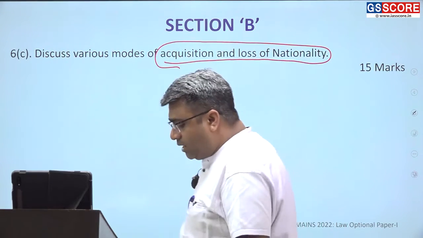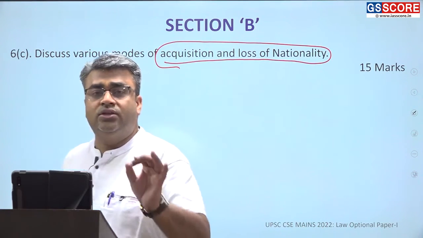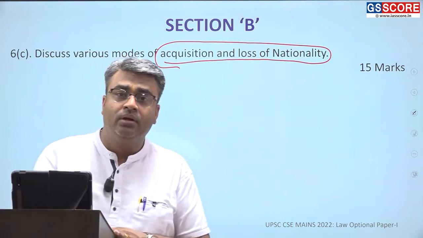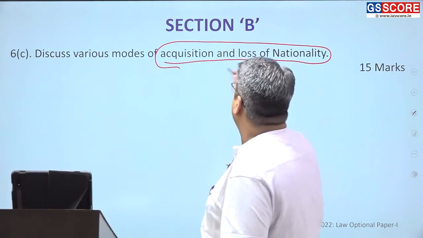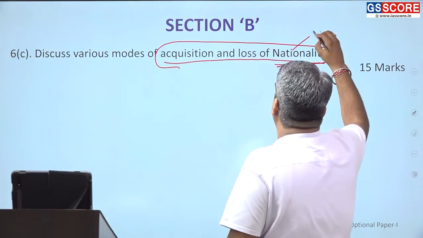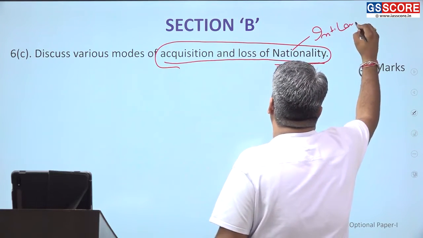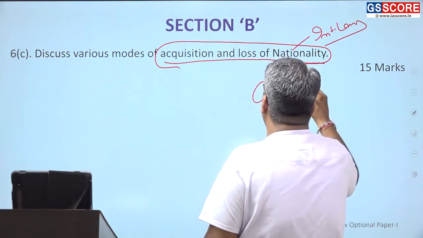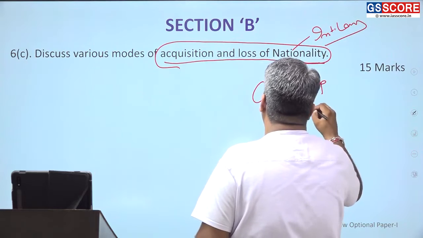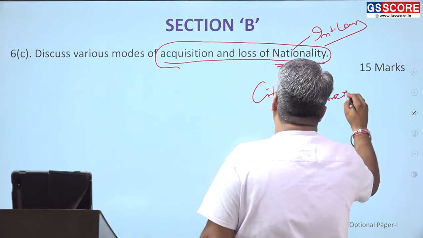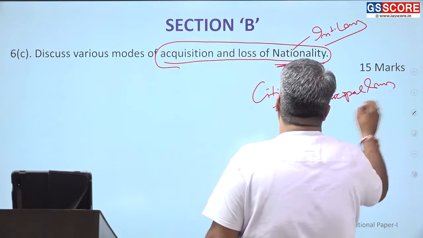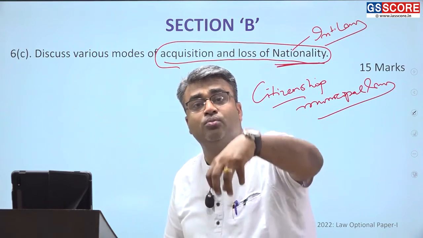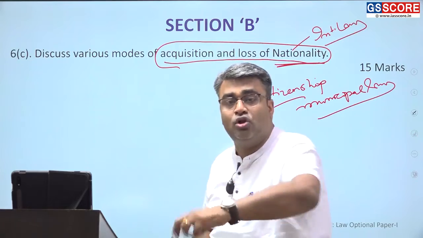Discuss various modes of acquisition and loss of nationality. It is just like citizenship. The way you can acquire citizenship, because nationality is a concept of international law, while citizenship is a concern of municipal law. Because as a citizen, you get a few rights and duties in your country. That is the reason it is your municipal matter, municipal law.